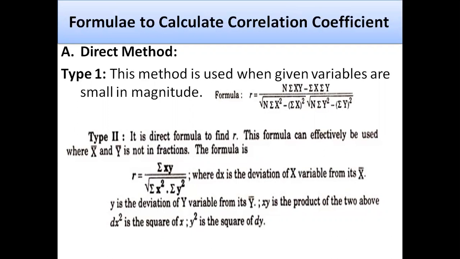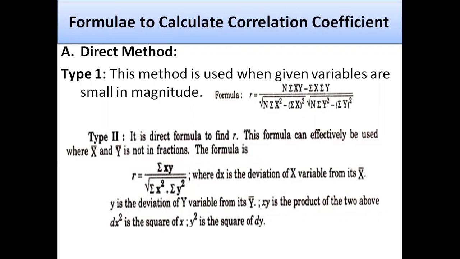The second formula is also a formula to find out r. It can effectively be used where x bar and y bar are not fractions. In this particular formula we also need to calculate the mean, while in the previous formula we were not calculating the mean. In this formula, the first step will be to calculate the mean value of the x variable and the y variable.